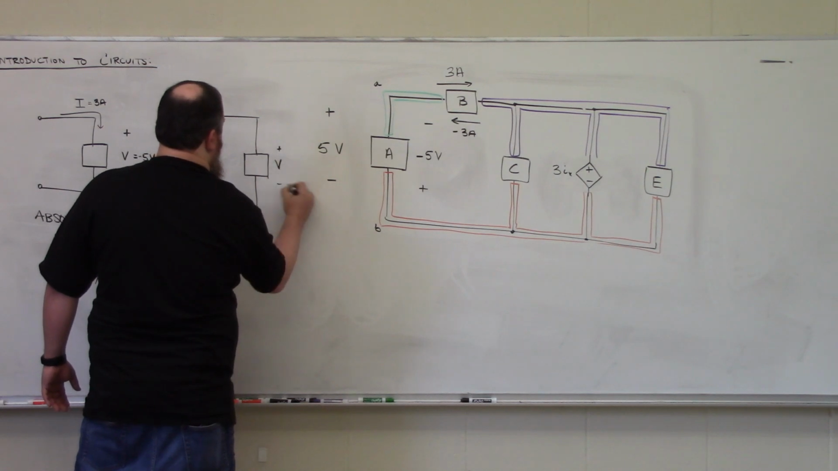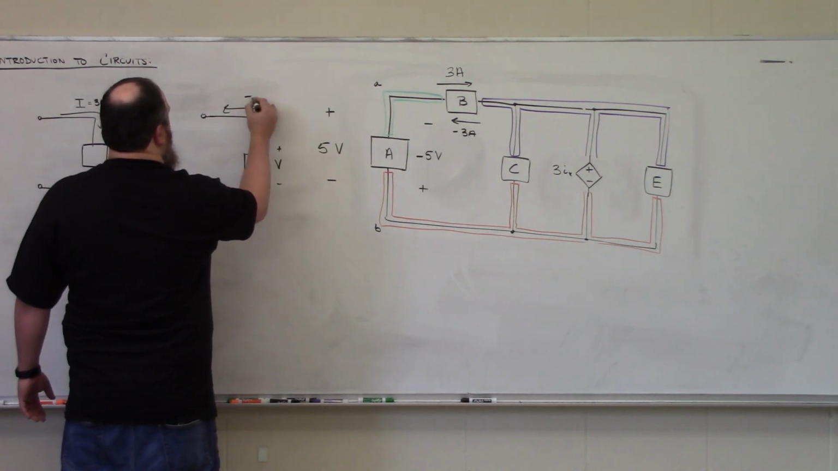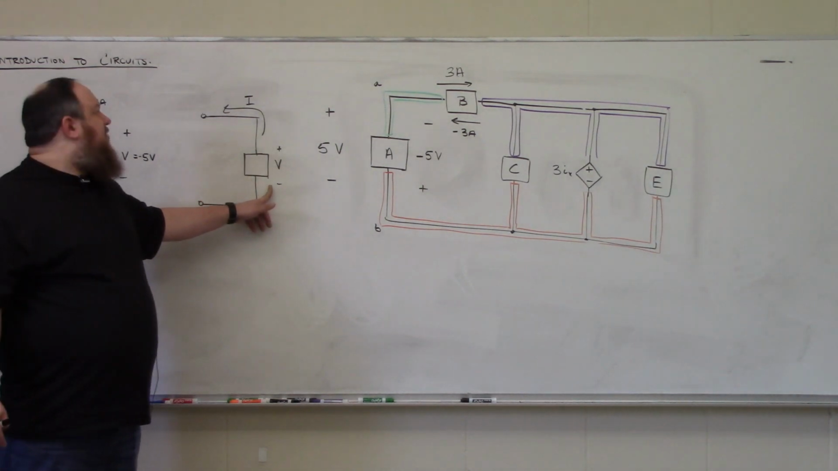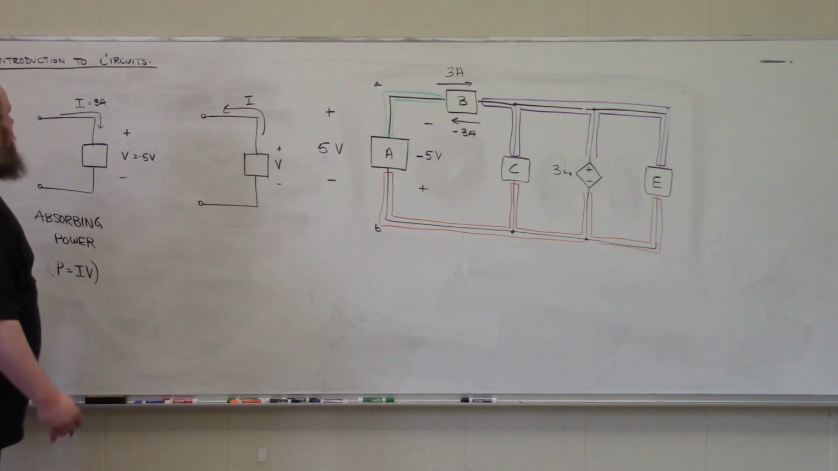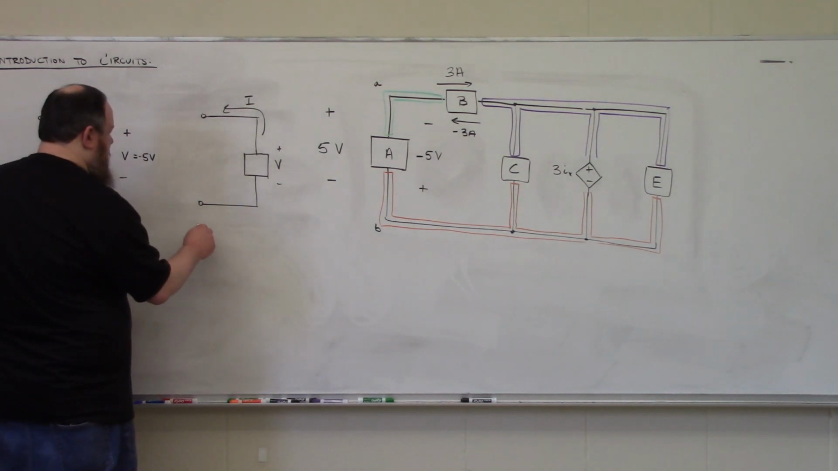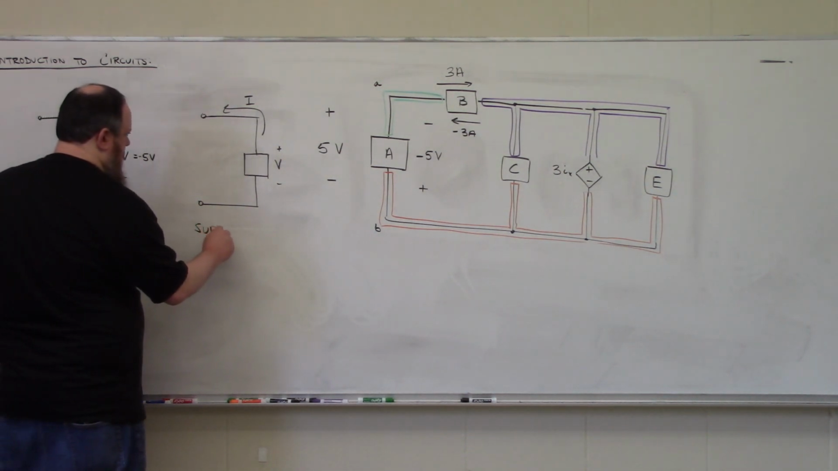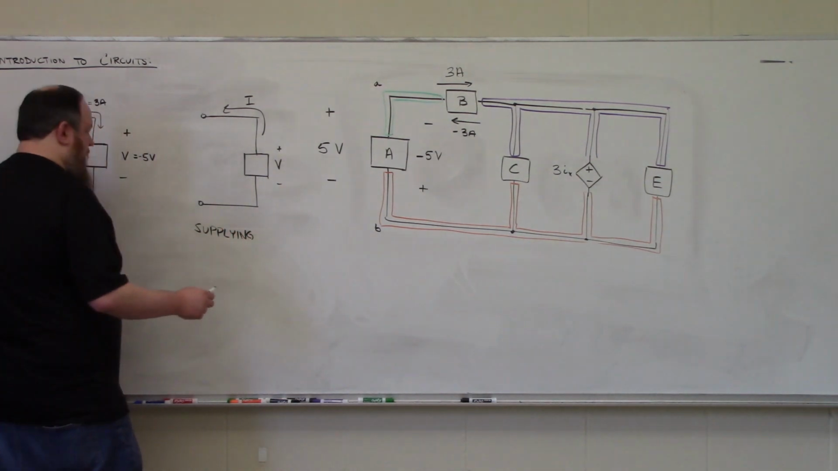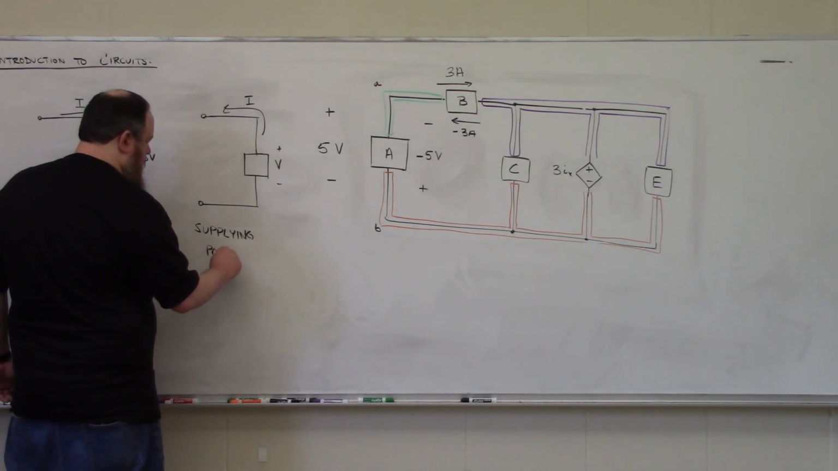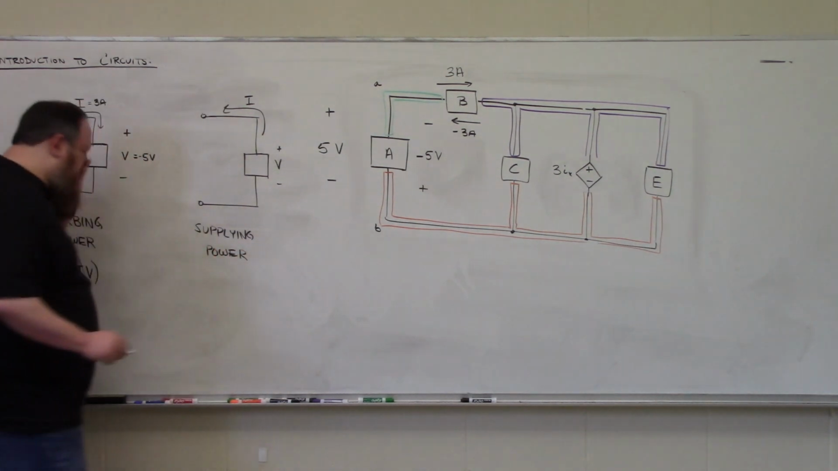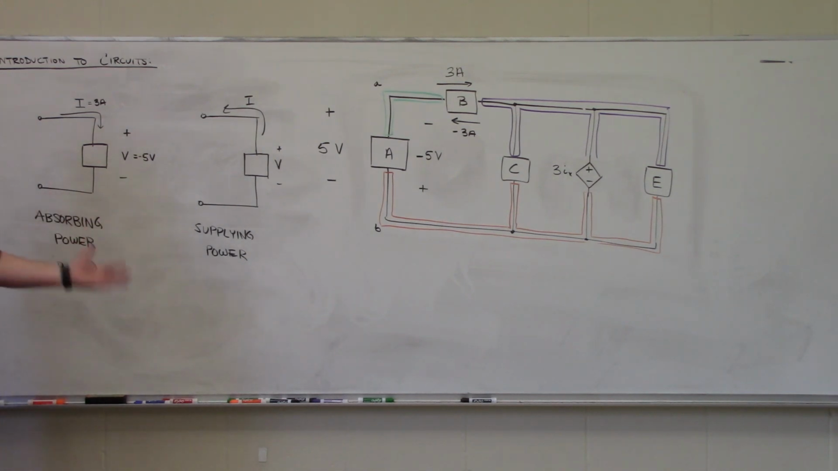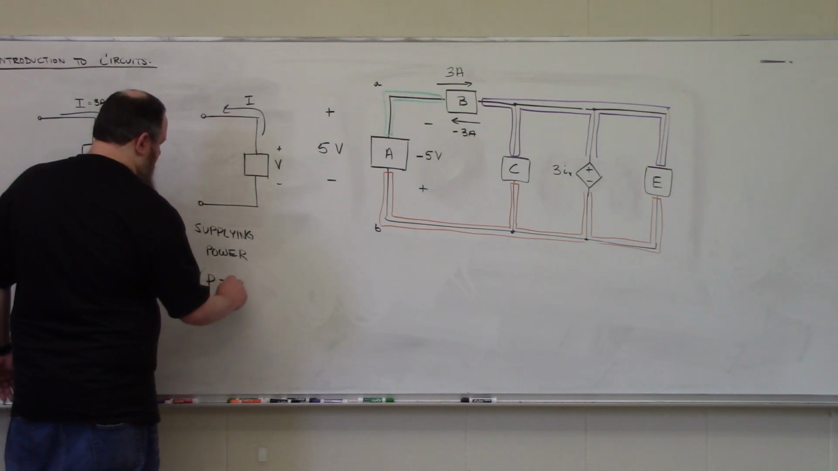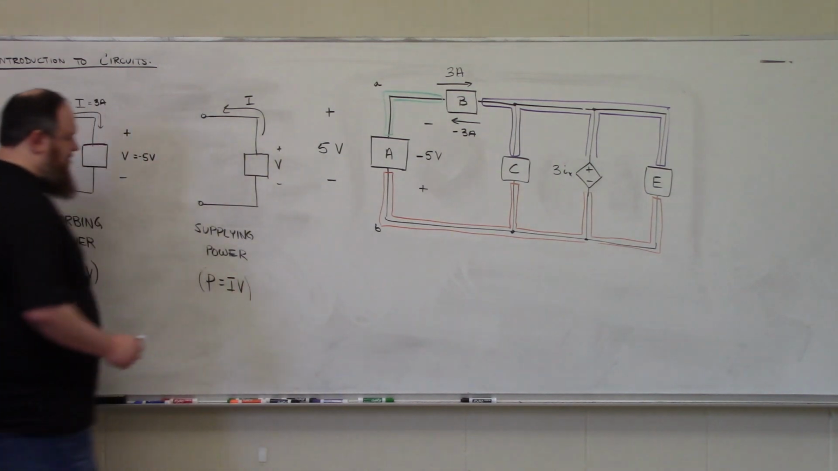Here's V, and here's I. So the current is flowing into the negative polarity terminal first and then out the positive polarity terminal. In this case, the element is considered to be supplying positive power or absorbing negative power. And the amount of power supplied is, again, P is equal to I times V.